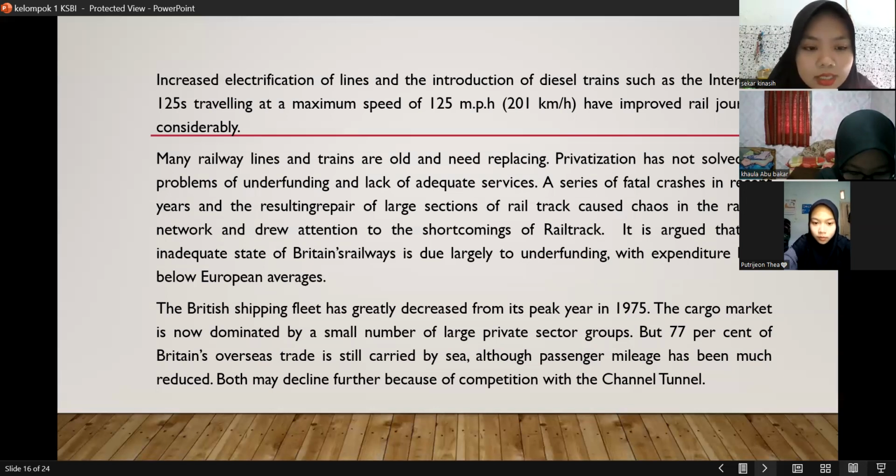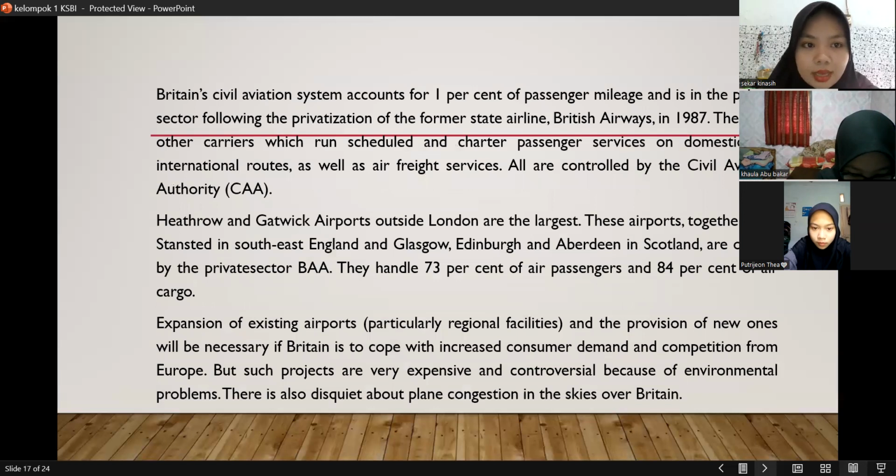1975. The cargo market is now dominated by a small number of large private sector groups, but 77% of Britain's overseas trade is still carried by sea. Passenger mileage has been much reduced, and may decline further because of competition with the Channel Tunnel.